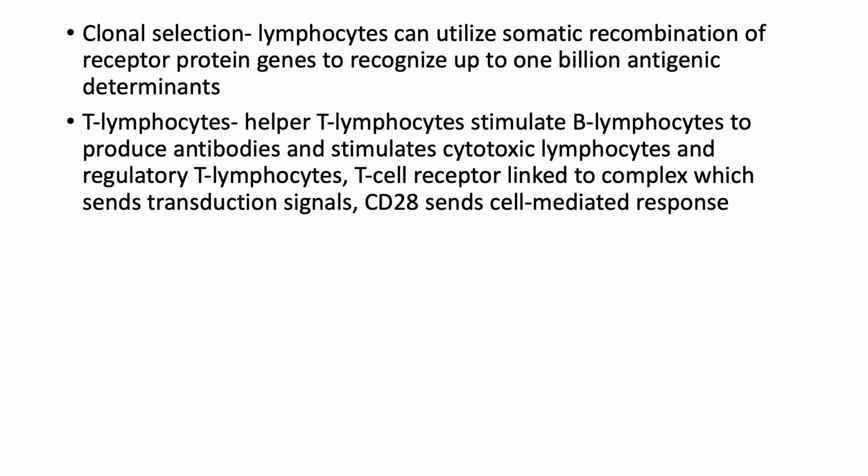Clonal selection is involved. Lymphocytes can utilize somatic recombination of receptor protein genes to recognize up to 1 billion antigenic determinants. The T lymphocytes, the helper T lymphocytes, stimulate B lymphocytes to produce antibodies and stimulate cytotoxic lymphocytes and regulatory T lymphocytes. The T cell receptor is linked to a complex which sends transduction signals. CD28 sends a cell-mediated response.